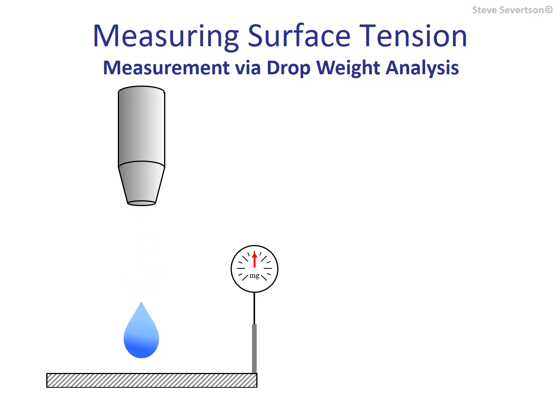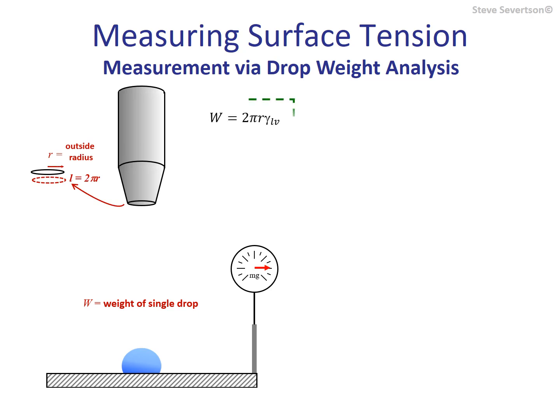Usually multiple drops are collected and weighed. The average maximum weight of a single drop that can form at the tip of a capillary is related to the radius of the capillary and the surface tension of the test liquid through Tate's law. This approach is convenient, but it lacks accuracy.